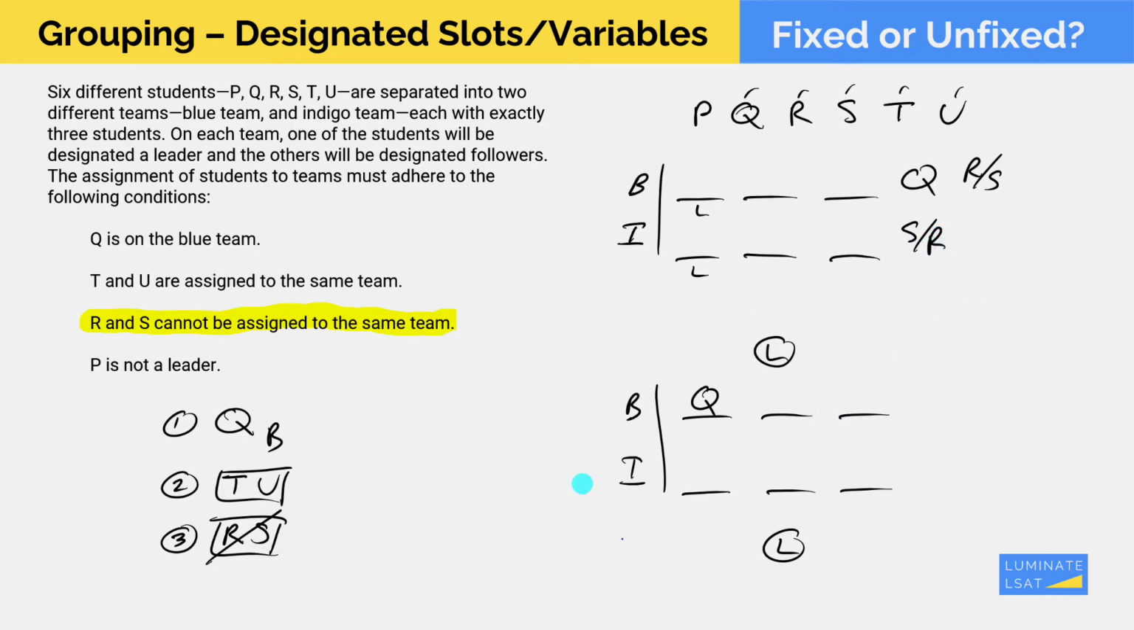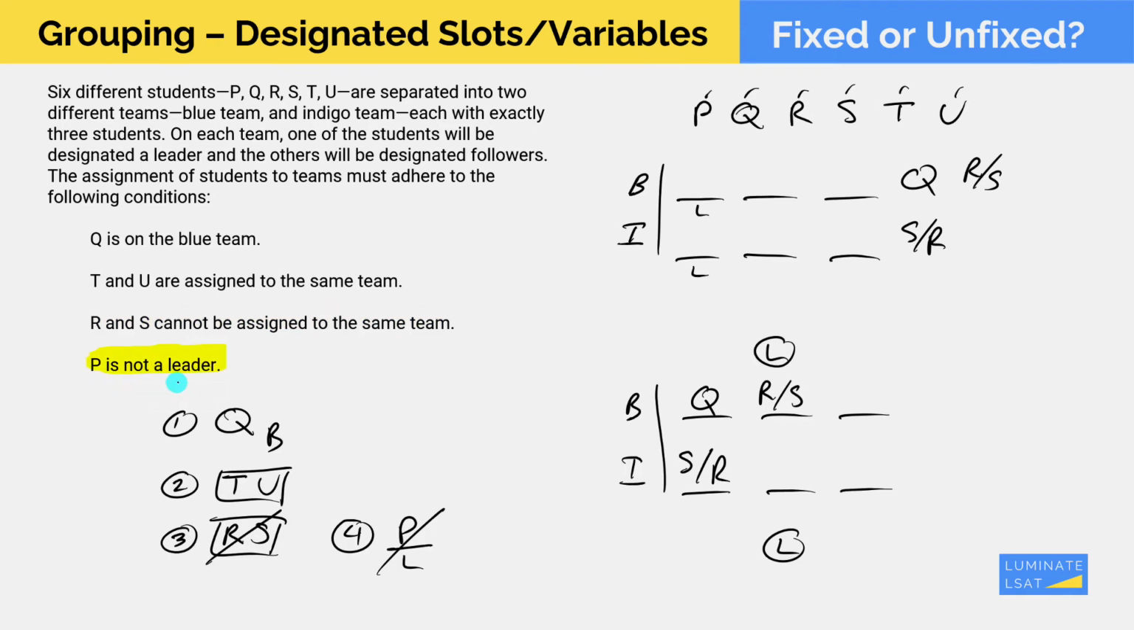If I go with this setup down here though, I could just draw an R/S directly into the slots. They have to be split up. They can't occupy the same group. Now here's where you can see that in the second type of setup, again, it's a lot easier to see that we have two of the blue team slots taken up. You can still see that in this setup over here, but again, it might be a little bit harder to see that. Now let's take a look at the last rule.